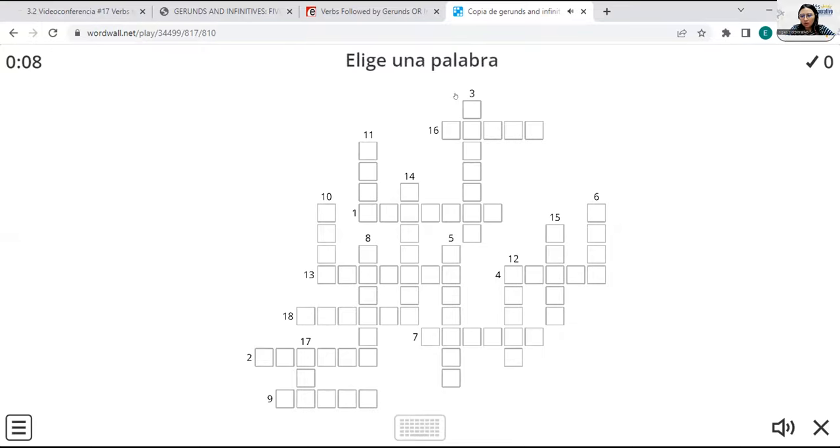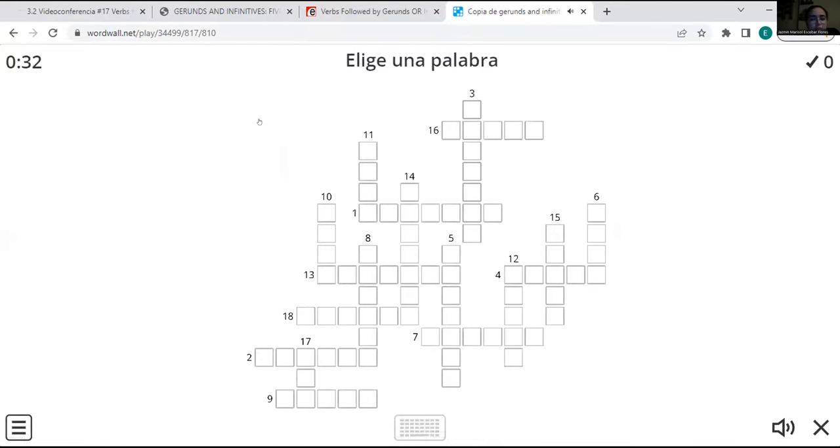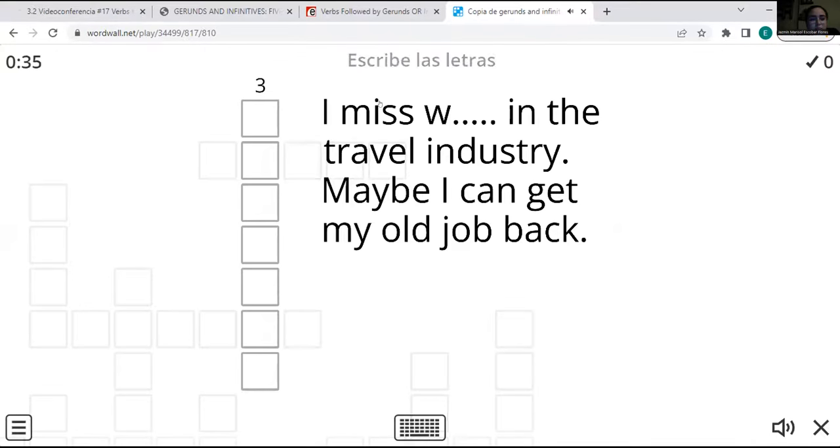So you can go click here, and in here, you're going to find a sentence. And as you may see, we are missing a verb in order to complete this sentence. For example, I miss in the travel industry. Maybe I can get my old job back. So I miss working. Okay, so what are you going to do? Dice escribe las letras. So you're going to start typing. In this case, W O R K I N G.